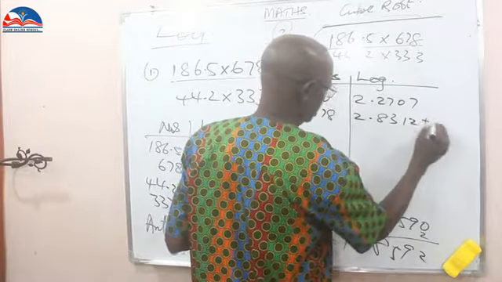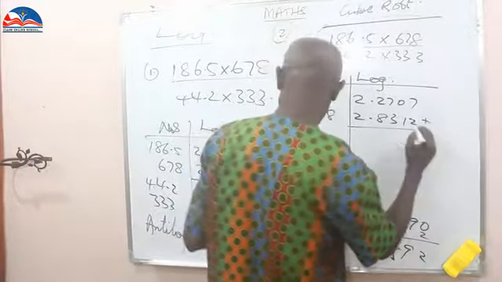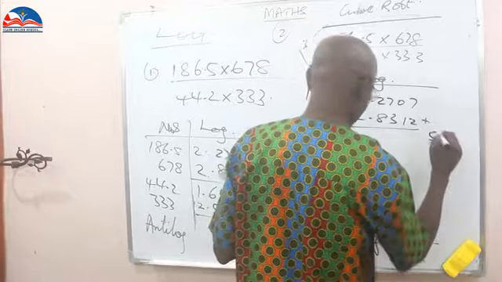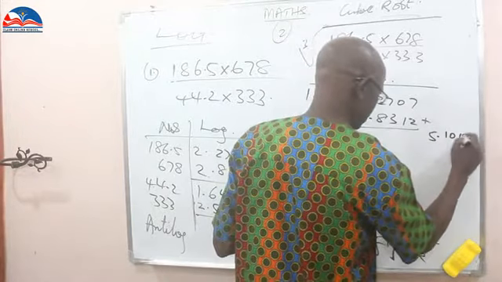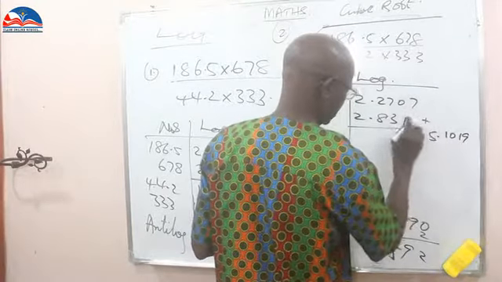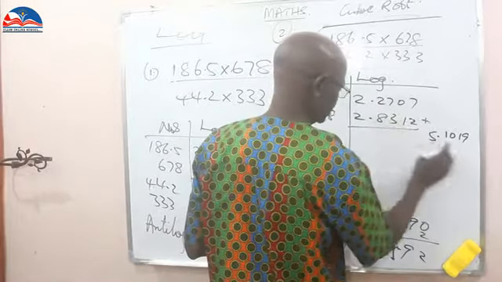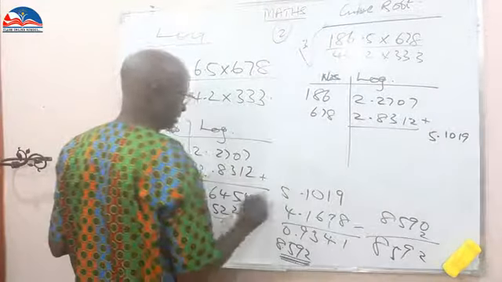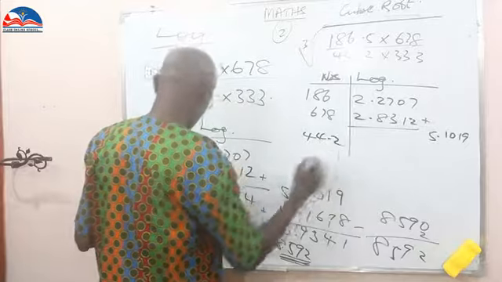We're adding. I won't add this time. We're going to get, as usual, 5.1019. Cross check, yes, correct, 9, correct, 11, correct. And the same thing goes here, 44.2.